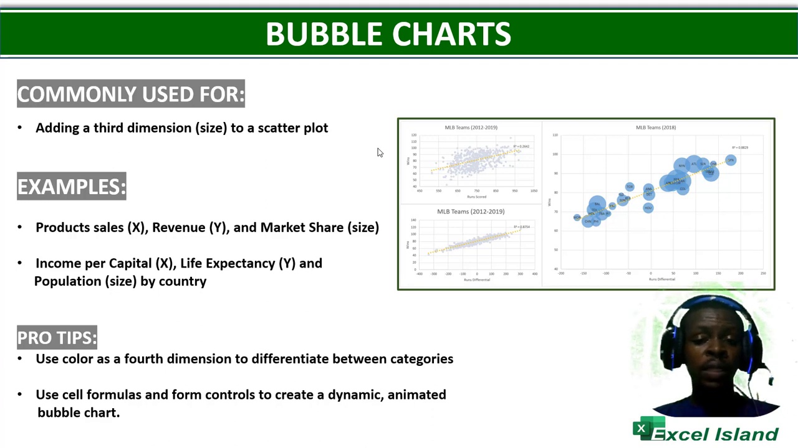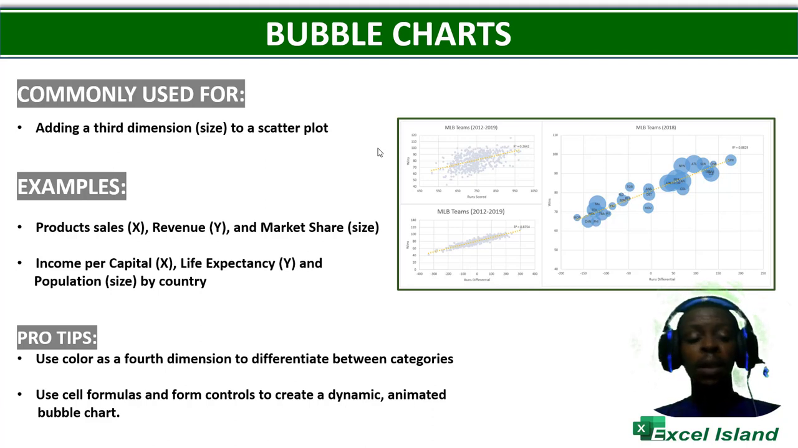Examples of variables you could visualize with bubble charts include product sales by revenue by market share. The product sales will be on the x-axis, the revenue will be on the y-axis, then the market share will be the size of the bubble. We can also do income per capita on your x-axis, life expectancy on your y-axis, and population by country as the size of the bubble, just to visualize that very well.